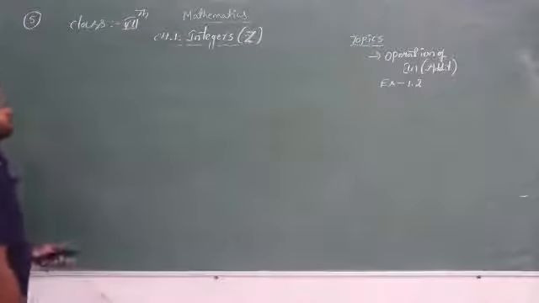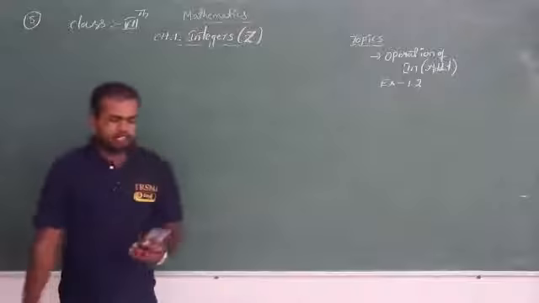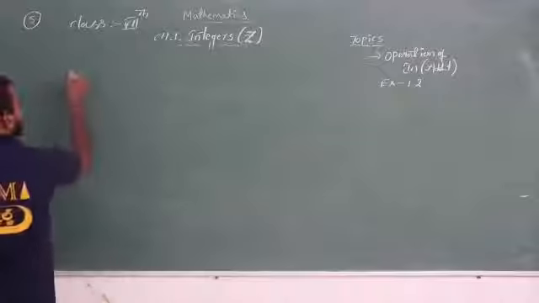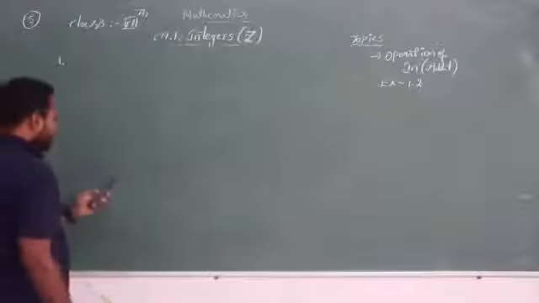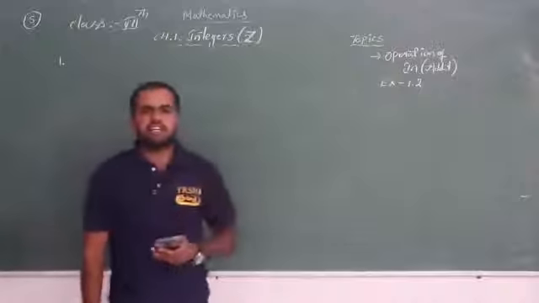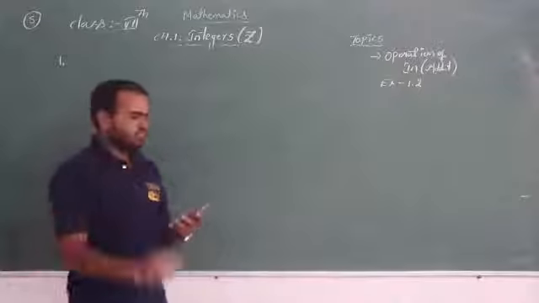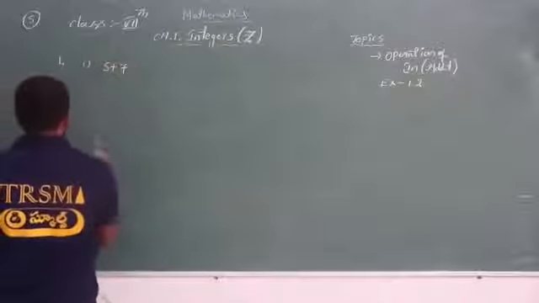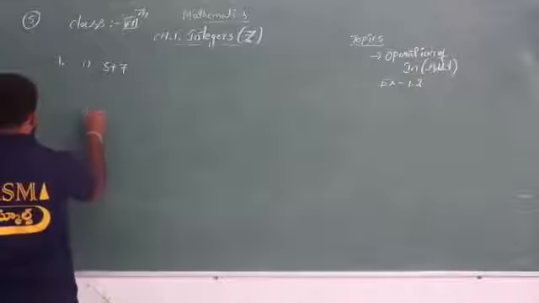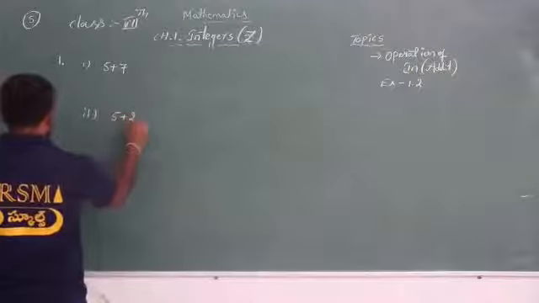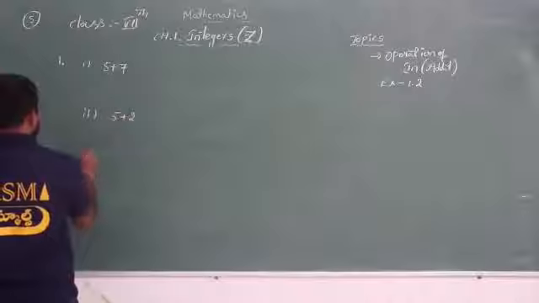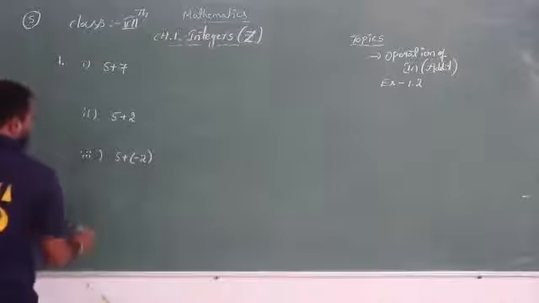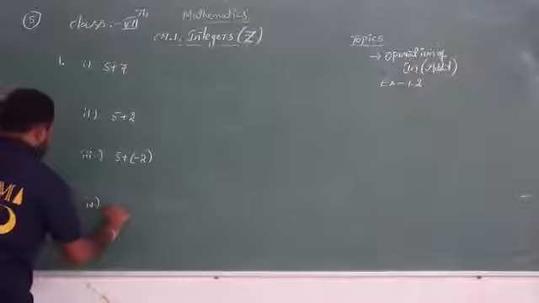Now we will complete exercise 1.2, which is totally based on the addition of integers. See the first problem: represent the following additions on the number line. These are the additions we have to represent: 5 plus 7, then 5 plus 2, the third one 5 plus minus 2, and the fourth one 5 plus minus 7.